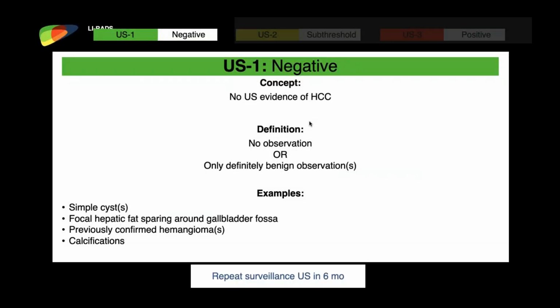Okay, so let's go through each of these categories in a little bit more detail. The ultrasound 1 negative exam means that there's no ultrasound evidence of a hepatocellular carcinoma. So there is either nothing or you only see definitely benign observations. By definitely benign, that can be a simple cyst, or focal fat sparing in characteristic places such as around the gallbladder fossa in a fatty liver. If you have a previously confirmed benign lesion, such as a hemangioma on a prior contrast-enhanced exam, then you can consider that to be benign and negative. And then calcifications like granulomas, those are typically benign.